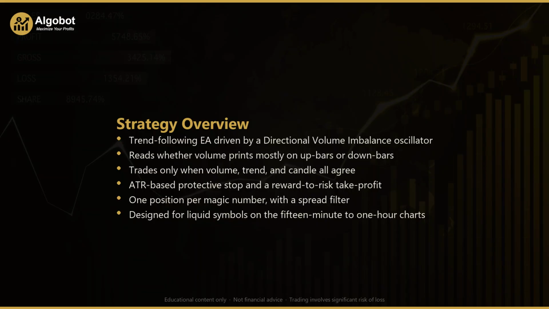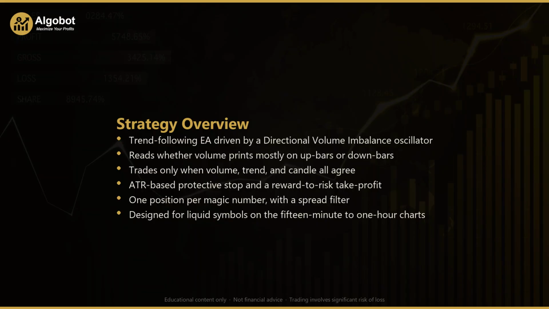It then multiplies each bar's side by that bar's tick volume, adds those signed values together, and divides by the total volume over the window. The result always sits between -1 and +1. Near +1, almost every unit of volume printed on green candles, meaning buyers were clearly in control. Near -1, the volume stacked up on red candles, so sellers dominated. Near 0, participation was split, with no real edge either way.